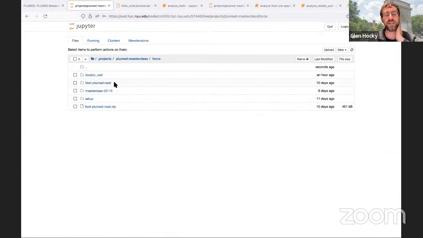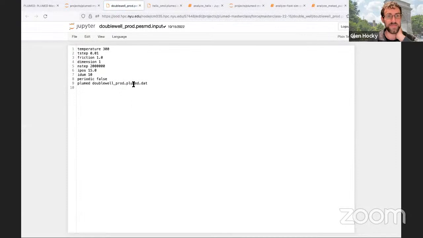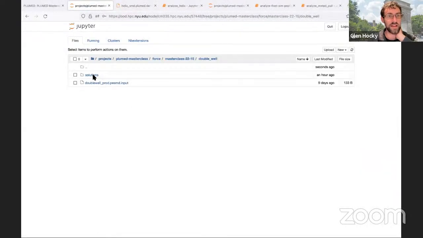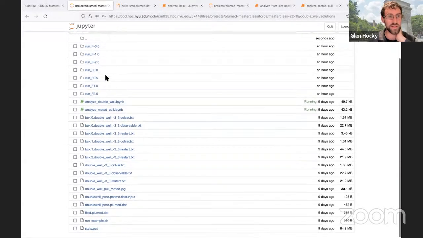First of all, I should mention that the examples from our paper on FIST are in PLUMED-NEST, and I started with those for many of these exercises. But now we're talking about the double well. I gave you this PLUMED file to work with, this PSMD file. Now we have to run the simulations.